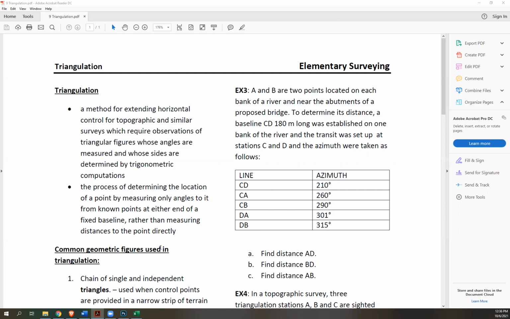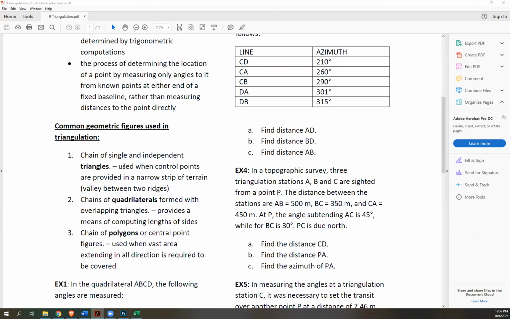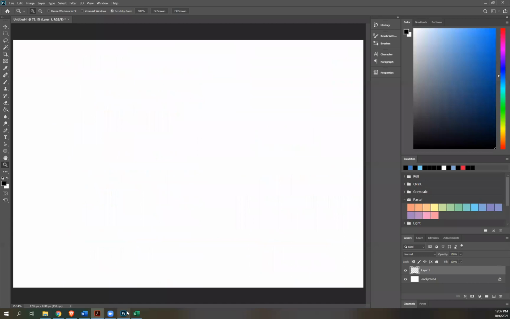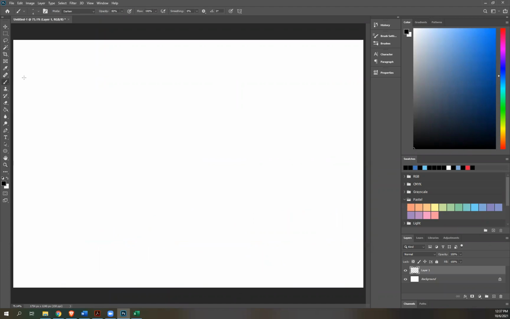So there are several forms of triangulation. Here are the common geometric figures used in triangulation. The first common form is a chain of single and independent triangles. This is used when control points are provided in a narrow strip of terrain, for example, a valley between two ridges. If you do something like that, it's going to look like this.